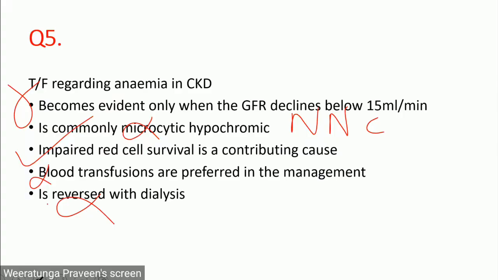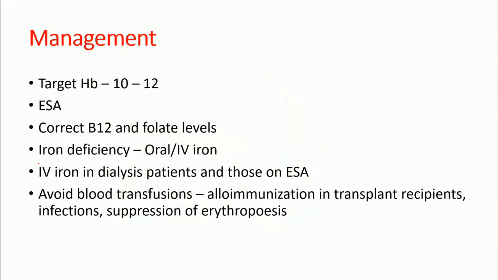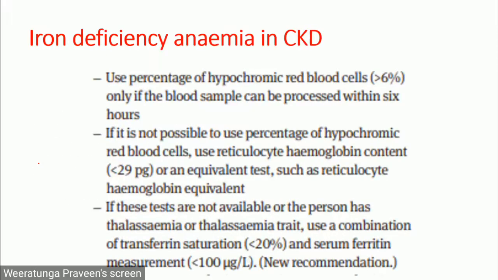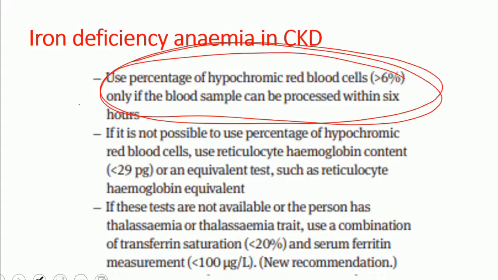Right, okay. Now, I told you about the management of anemia. Again, I emphasize the important thing is treat the iron deficiency before you give erythropoietin and try to avoid blood transfusions because you are at a risk of developing antibodies. Now, how do you diagnose iron deficiency? Please write it down. One method we use is looking at the amount of hypochromic red cells in the blood.